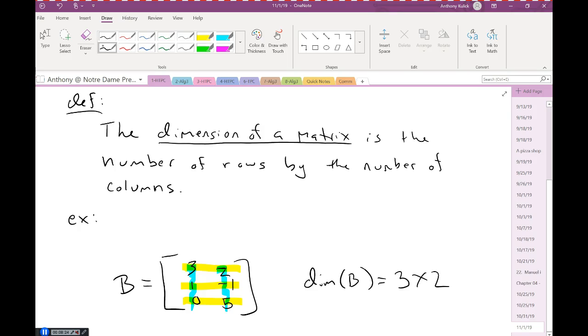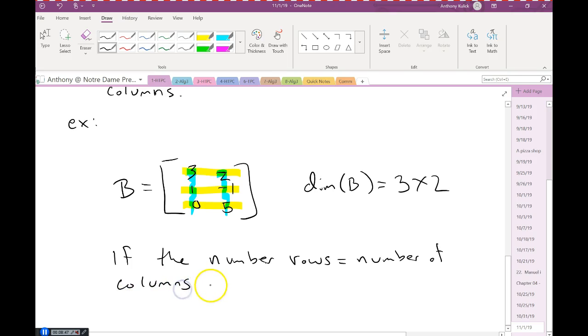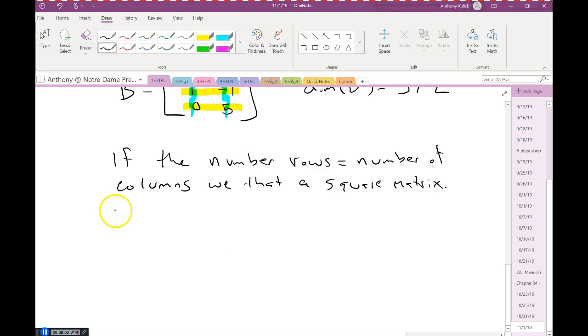To kind of extend this definition, we have a special term that we use in a certain case. So if the number of rows is equal to the number of columns, we call that a square matrix. And square matrices are going to be important a bit later on, probably not today, but next week.